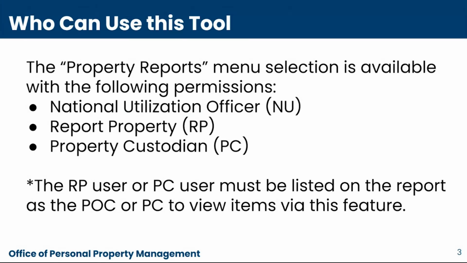The tool is available with the following permissions: National Utilization Officer, or NU, the Report Property Permission, or RP, and the Property Custodian Permission, or PC. The property reporter or property custodian user must be listed on the report as the point of contact or the property custodian to view items via this feature.